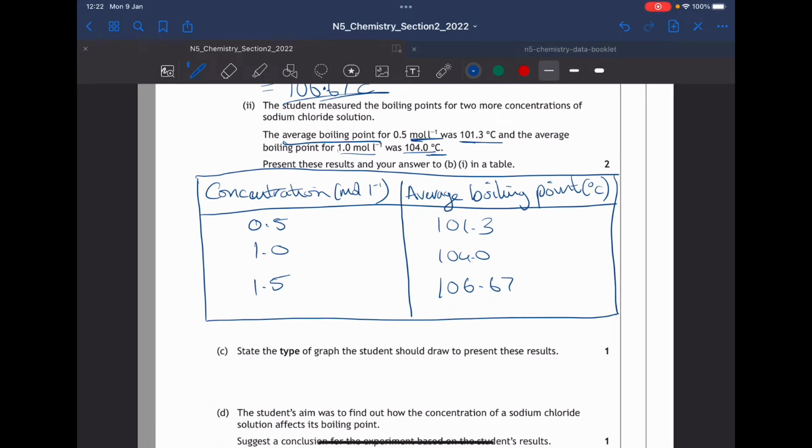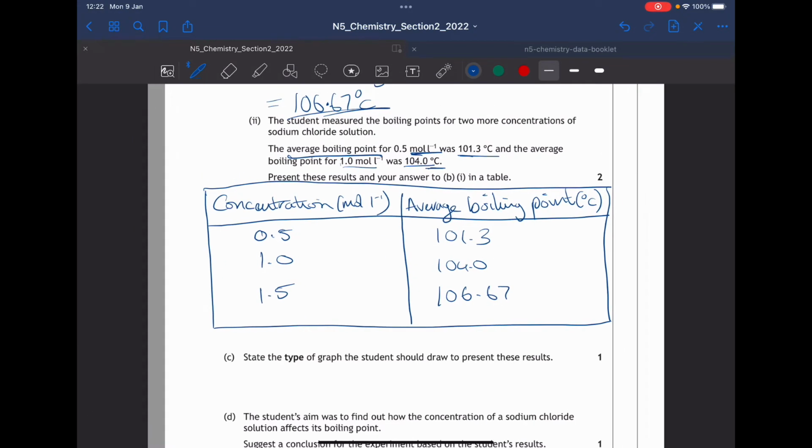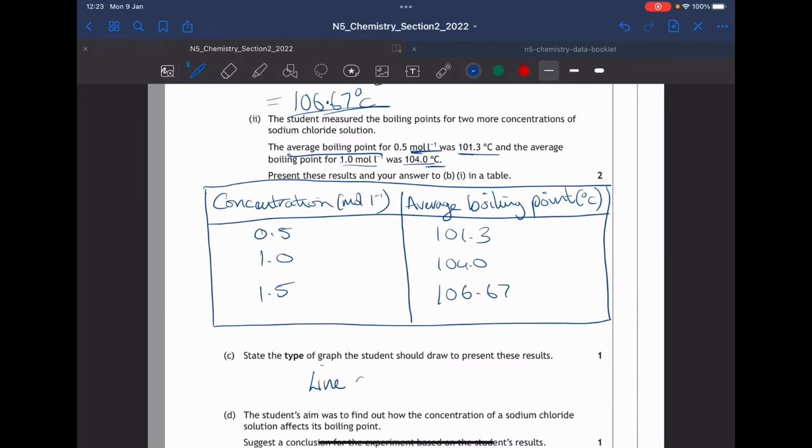State the type of graph the student should draw to present these results. So we've got a table that's filled with numbers. So if all of your data has numbers, it's a line graph. If you had words in the first column, then that would be a bar graph. So all numbers is a line graph. If there's some words in your data, then it would be a bar graph.